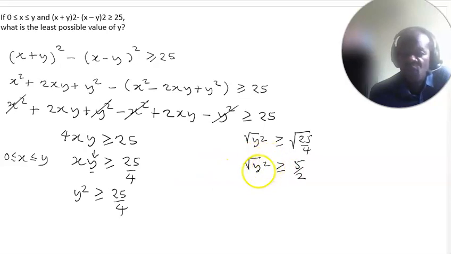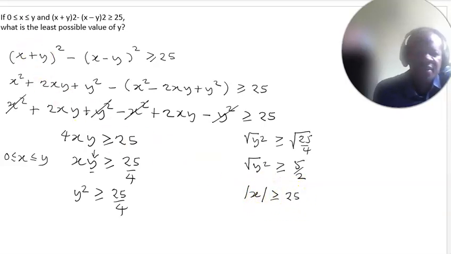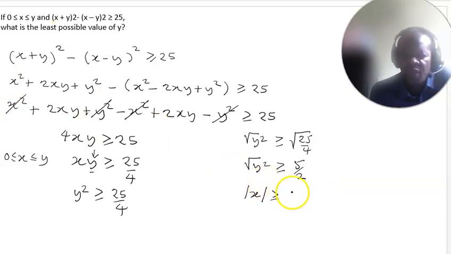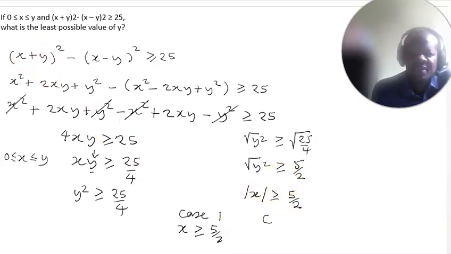Now the square root of y squared is the same thing as the absolute value of y, greater than or equal to 5 over 2. So now there are two cases involved here. Case 1, y is greater than or equal to 5 over 2. Sorry, why am I writing x? It is y we are looking for.